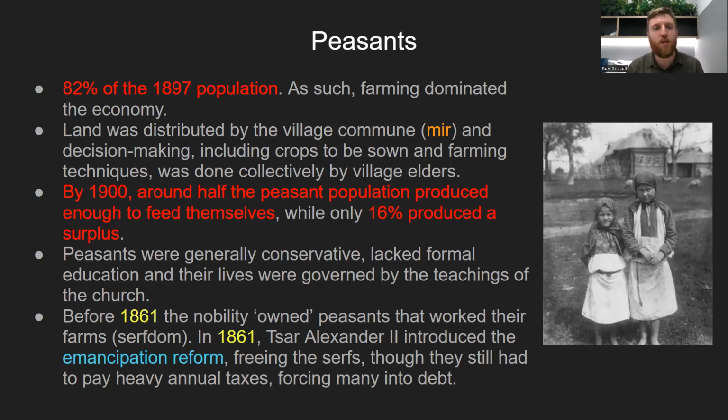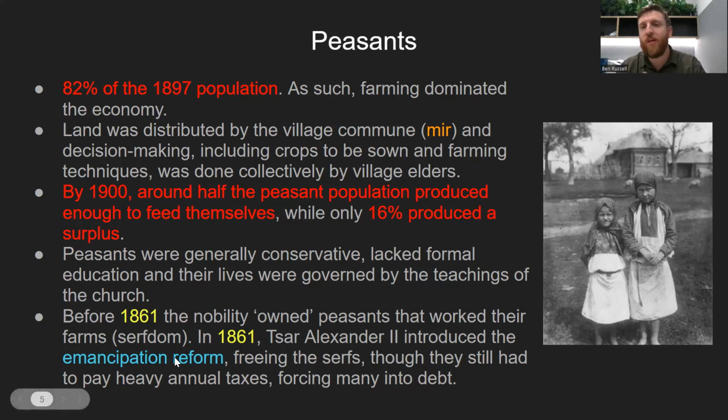Before 1861, the nobility owned peasants that worked their farms. This is through a system known as serfdom, which is basically slave ownership of peasants. However, in 1861, so well before our study, but it is relevant to our study, Tsar Alexander II introduced the Emancipation Reform, freeing the serfs from their serfdom, though they still had to pay heavy annual taxes, forcing many into debt.